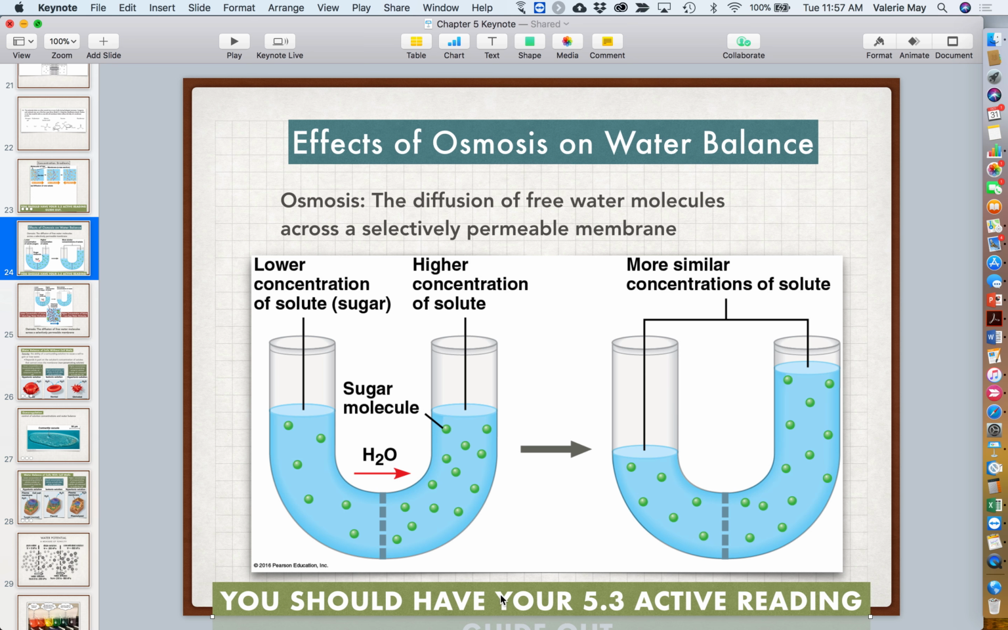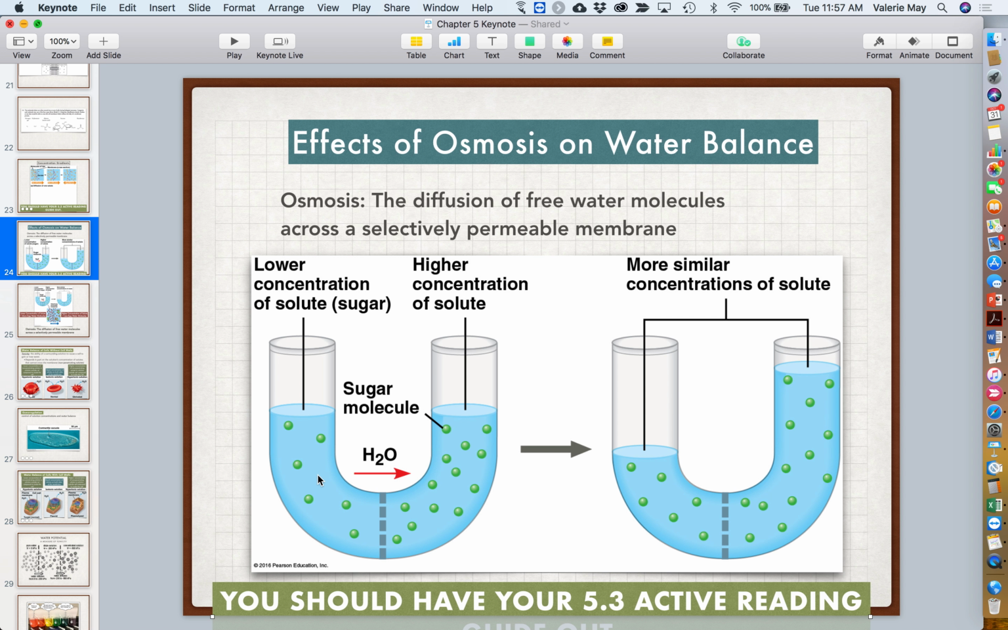So this slide is pretty much showing you the phenomenon, and you need to understand why water is moving more to one side of the membrane than to the other side. So first thing is, osmosis is the diffusion of free water molecules across a selectively permeable membrane. I'll explain more what I mean by free in a moment. But let's look at the setup. So we've got this U tube. It's a tube in the shape of a U.